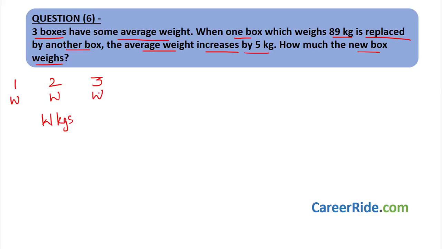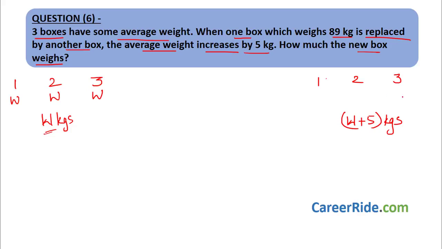W kg, W kg, W kg. Now let us assume there are other 3 boxes, 1, 2 and 3, and the average weight of these 3 boxes is W plus 5 kg, or what we can say, it is 5 more than the previous weight. So 5 kg more than the previous weight, that is nothing but W plus 5 kg, right?